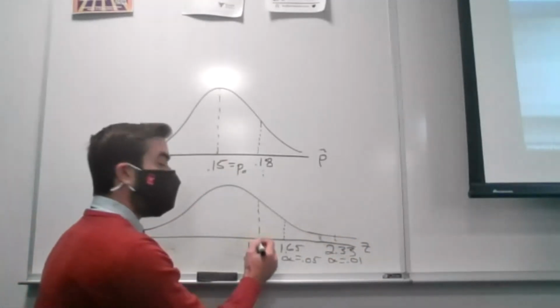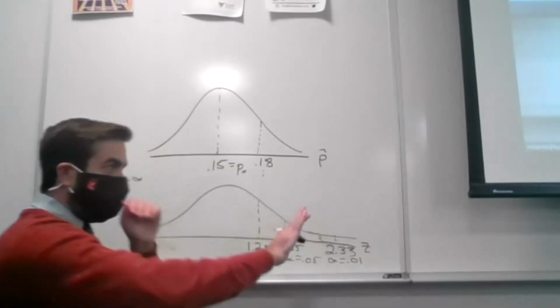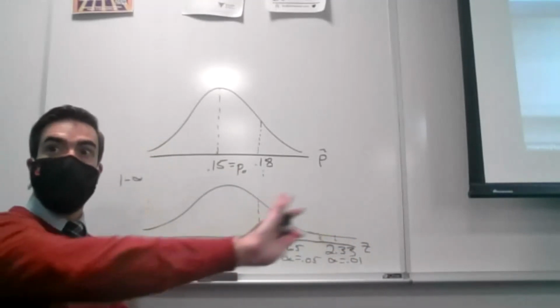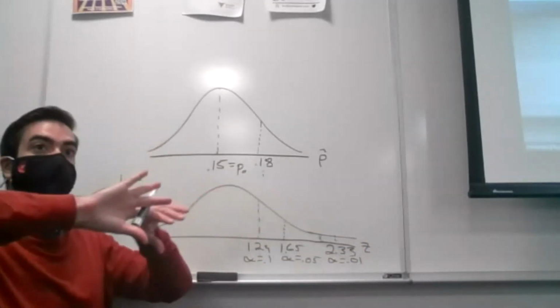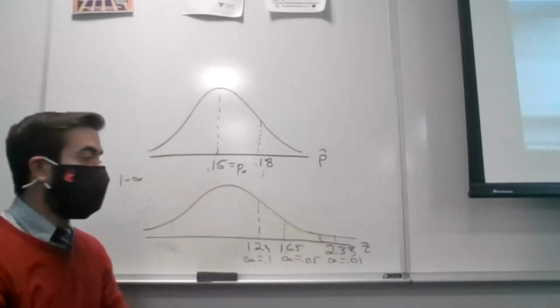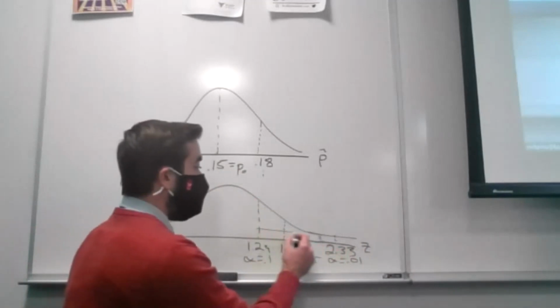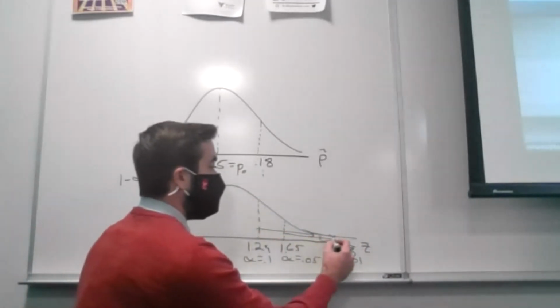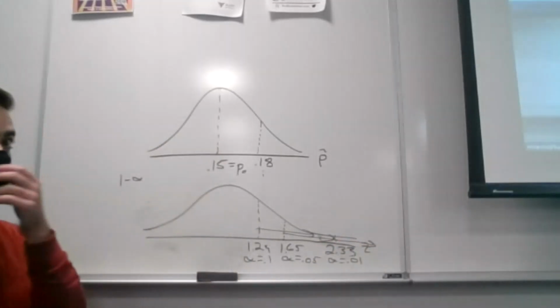My rejection region for a right-tailed test, wherever we find our critical value, will be the area to the right. For a left-tailed test, area to the left. For a 2-tailed test, the area to the right of the positive critical value and the area to the left of the negative critical value. Another way I said you could remember this, just draw arrows into your tail, right? And that's your rejection region.